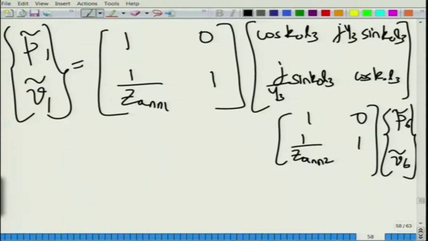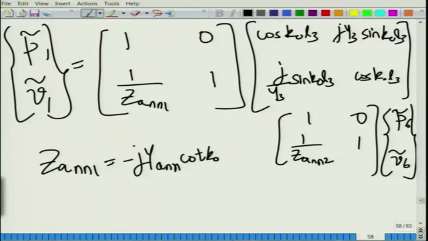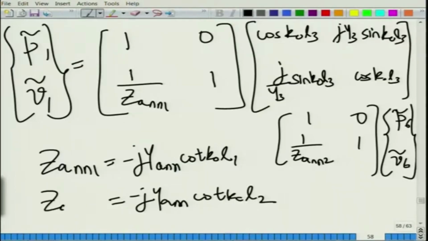So, each of them is a 2 cross 2 matrix, and Z, and needless to say Z and 1 is minus j y and cot of k naught L1, this thing. Okay. This is going to be a bit tedious.